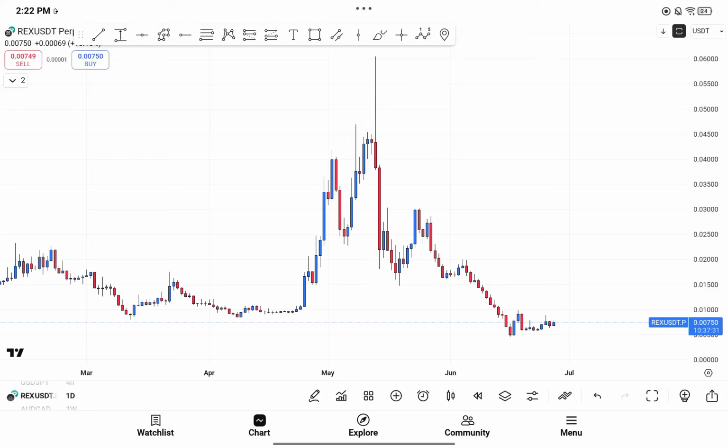In this video, we are going to do a detailed analysis on Revox USDT, or REX USDT. In this analysis, we are going to speculate what direction the market is going to go on a long term and also what direction the market is going to go on a short term.